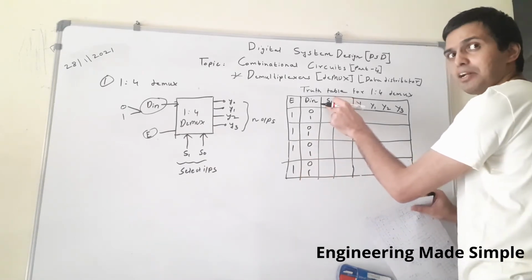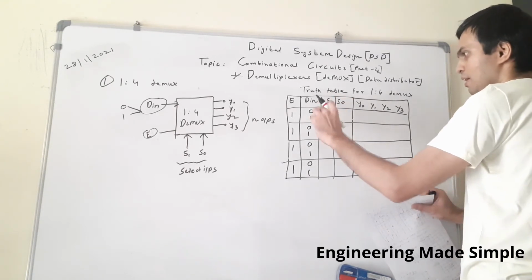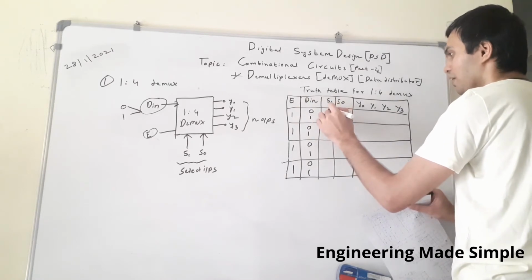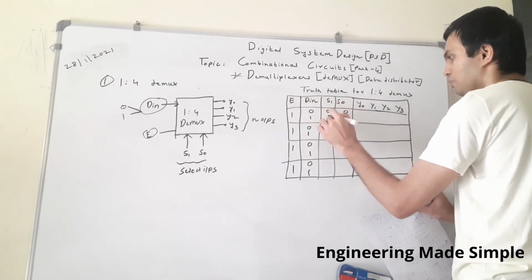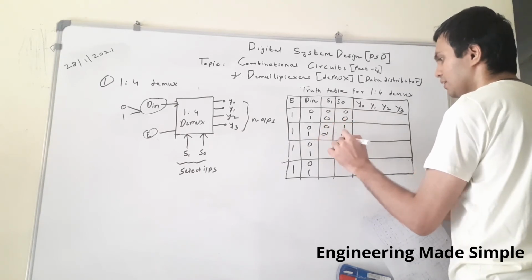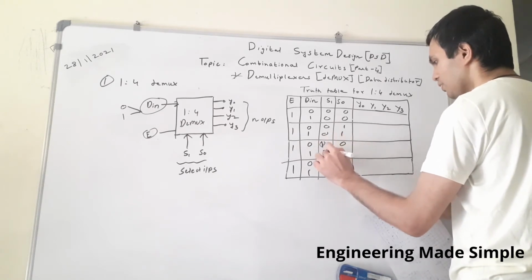And as you know, there are two input select lines, so there are four combinations possible. But here also, because of DIN, two values are possible, so we have to consider that also. So it would be 0 0, 0 0, 0 1, 0 1, 1 0, 1 0.